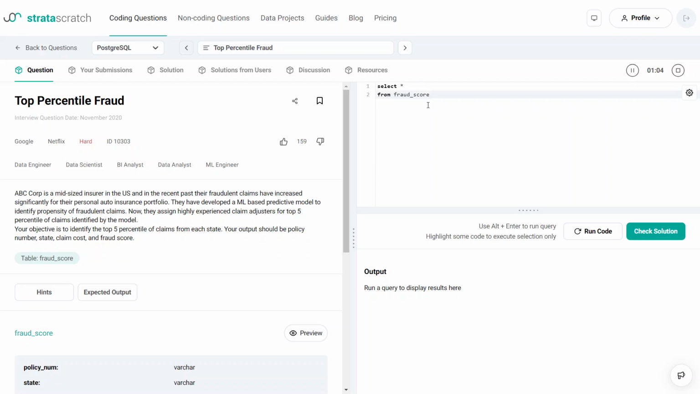So we need to identify top 5 percentile of claims from each state. Okay. So the very first thing we need to do is exactly what they said, identify the top 5 percentile of claims from each state. But to do that, we need to figure out what is that cutoff point. So to do that, we will need a window function, percentile count. We want the top 5%, group order by fraud score.